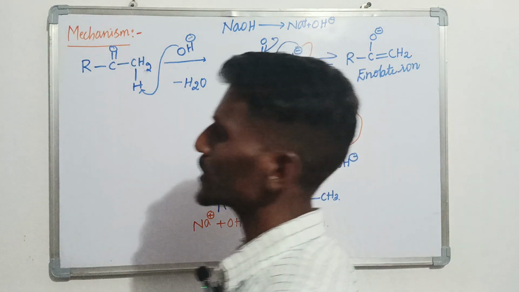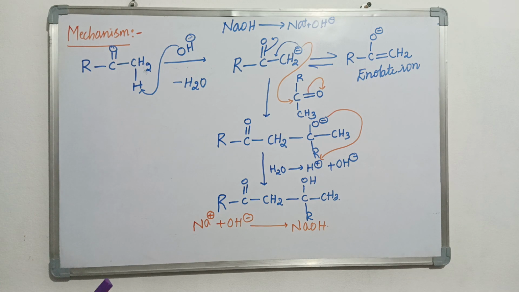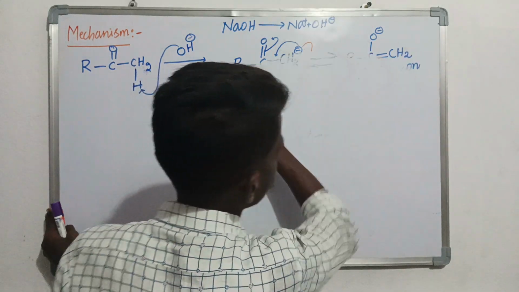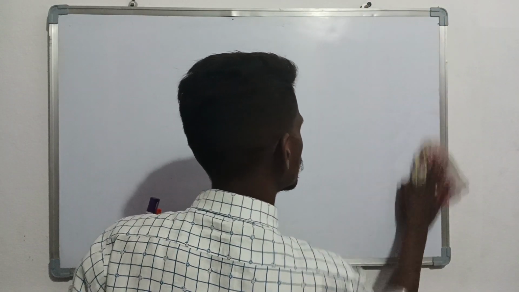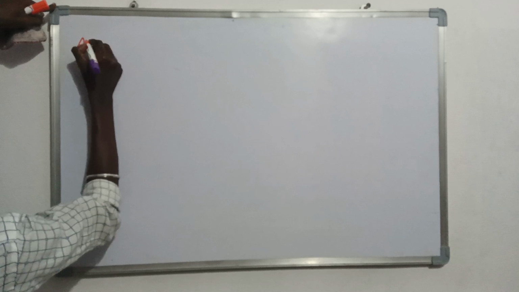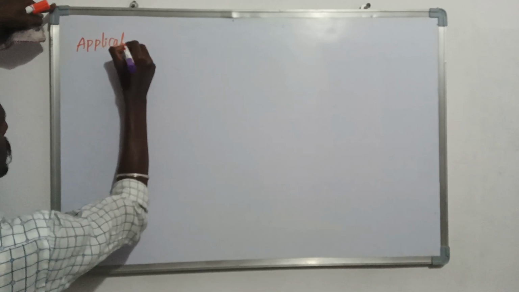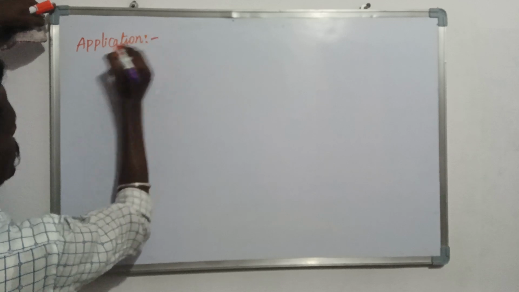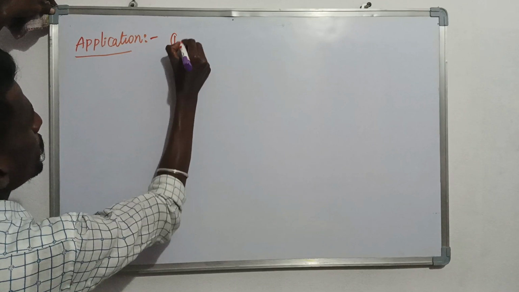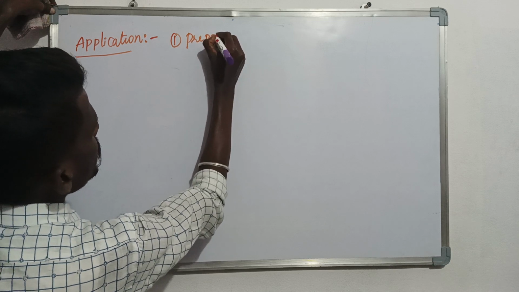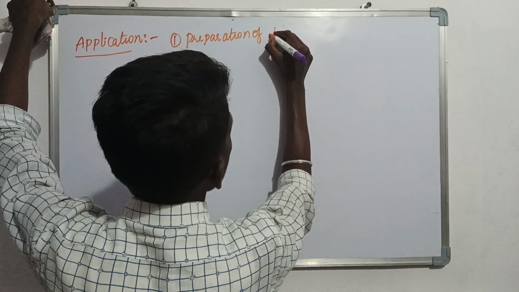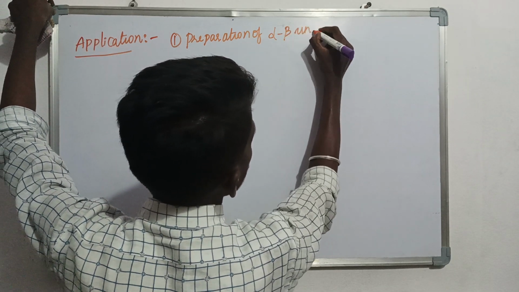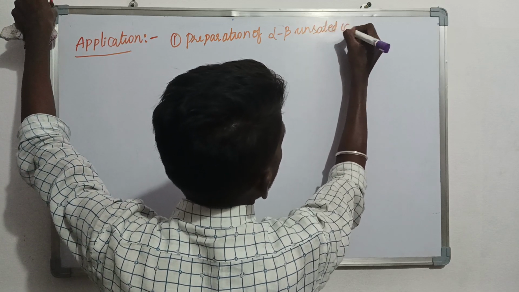Then we will go for applications of the Aldol condensation reactions, and what are the uses of this Aldol condensation reaction. So applications of the Aldol condensation reaction. First one is the preparation of alpha beta unsaturated carbonyl compounds.